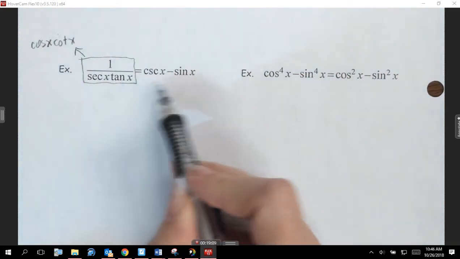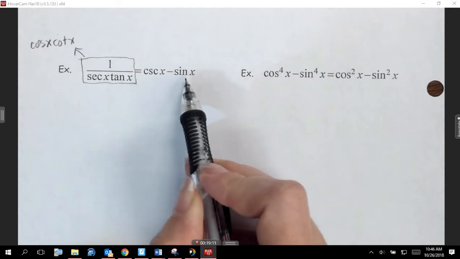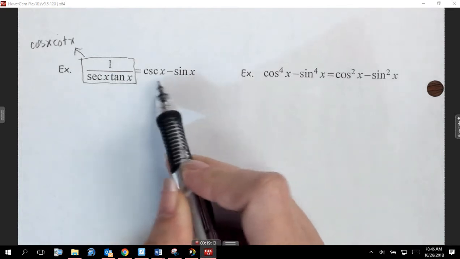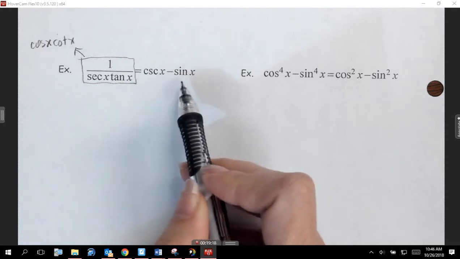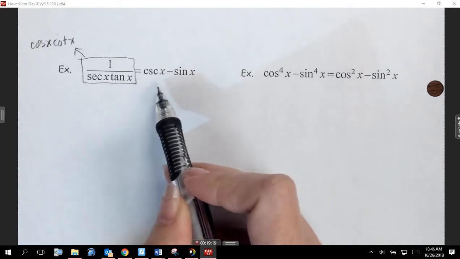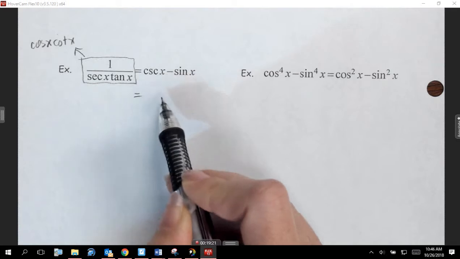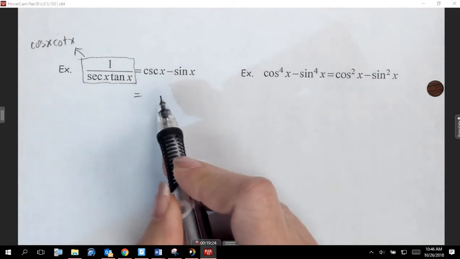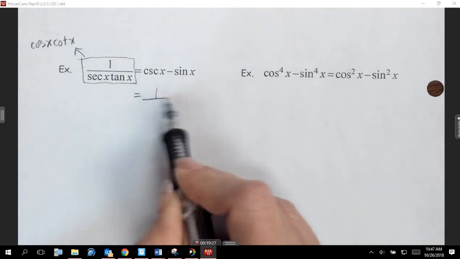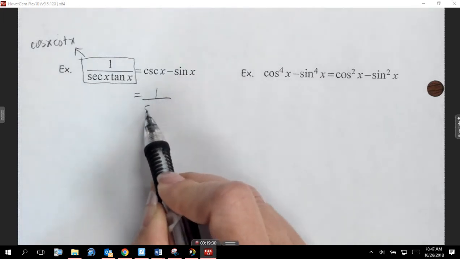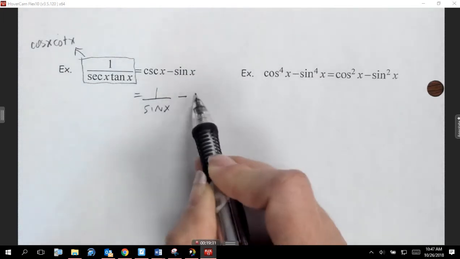So then we look at the right side, cosecant x minus sine x. They both have something in common. What do cosecant x and sine x both have to do with? Sine, right? So I'm going to change cosecant x to 1 over sine x minus sine x.